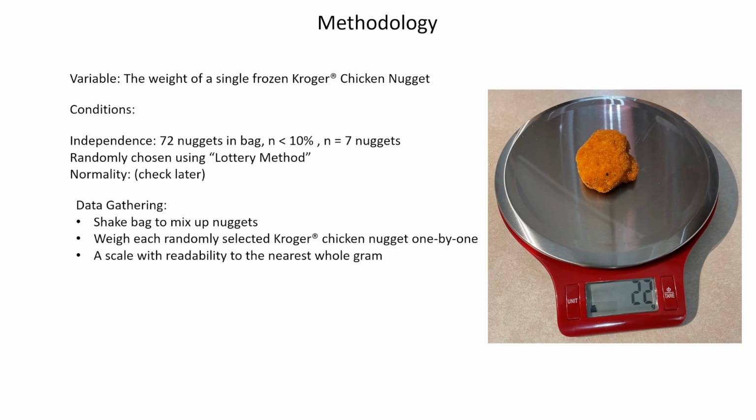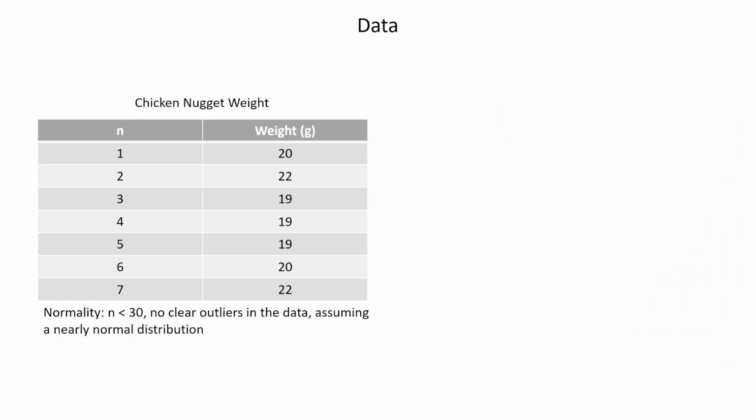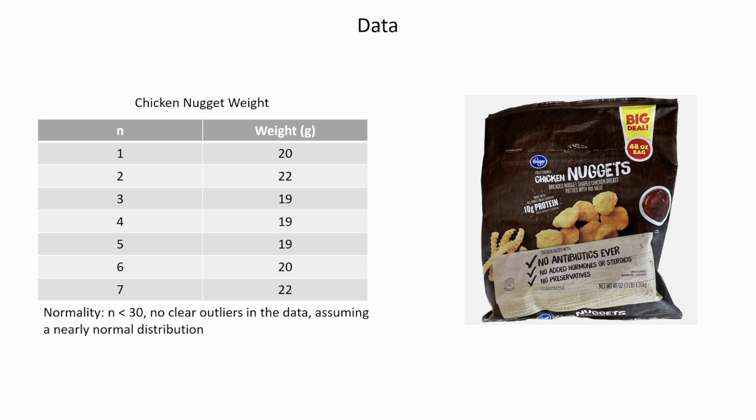So in the lottery method, what I would do is shake up the bag to mix up the nuggets, and then randomly select them blindly by reaching into the bag, and then weigh each nugget one by one on a scale with a readability to the nearest whole gram. Looking at the data, and with N being less than 30, there's no clear outliers, and so therefore we can assume a nearly normal distribution.